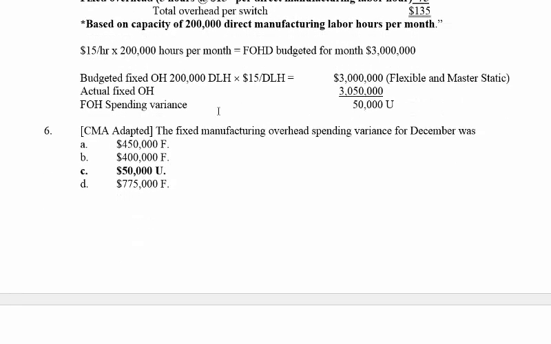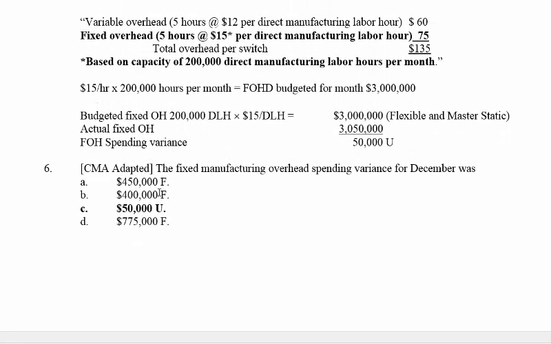Alright, number 6, fixed overhead. We are now looking at the fixed manufacturing overhead, and we're going to look strictly at the overhead spending variance related to fixed. If we were to go back up and look at some of the information that they gave us, we're going to pull out pieces of that.